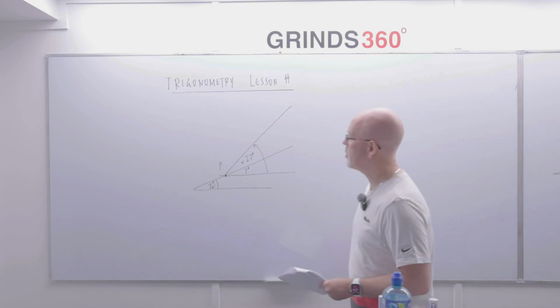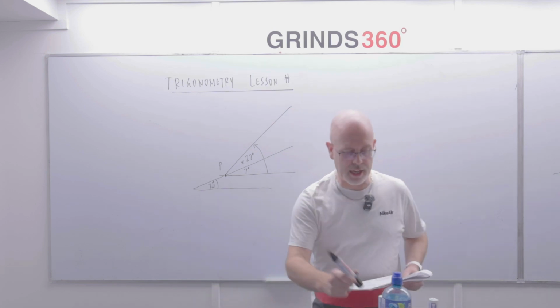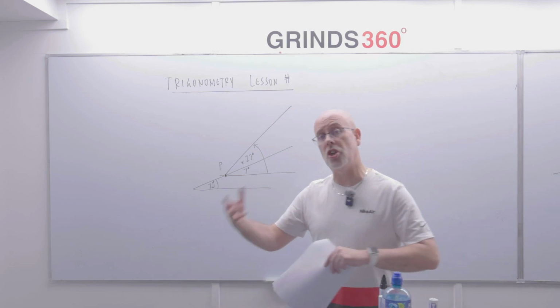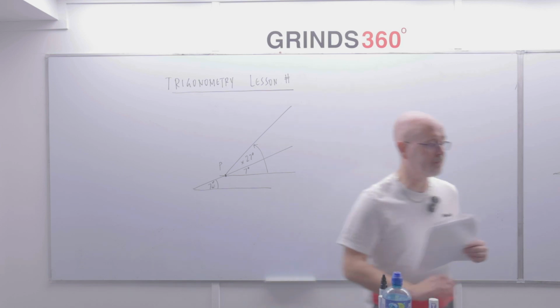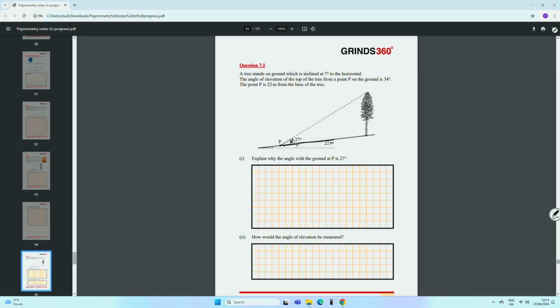All right, so that's the reason why that's a 27-degree angle. It's because the ground is not level, so we have to adjust the angle of elevation for the slope of the ground. And you'll notice on the diagram that once I know that's 27 degrees there, I can fill in all the other angles, because this line here is horizontal, right? We're told in the question that it's inclined at 7 degrees to the horizontal, and we're asked to find the height of the tree.